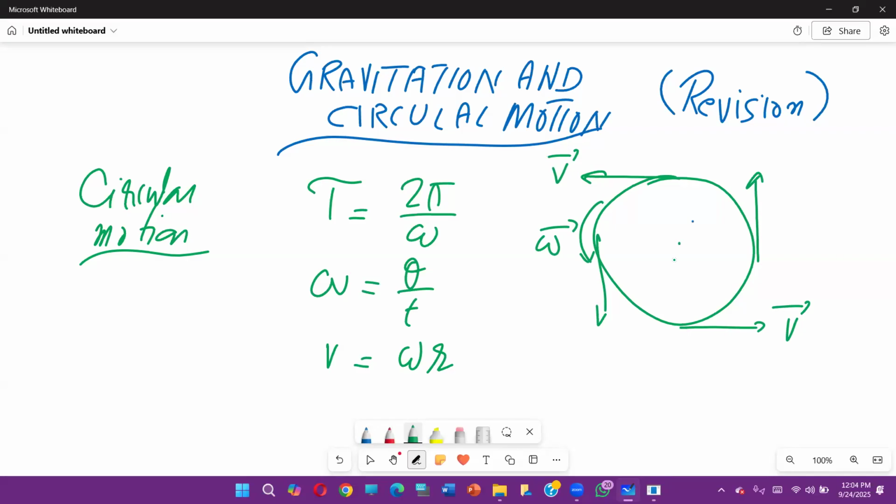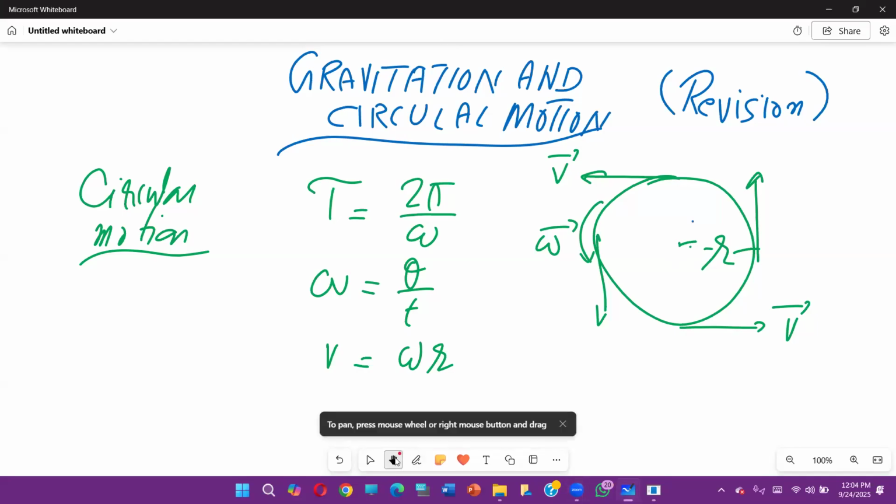Circular motion is a periodic motion in which the object is moving at a constant speed and a constant radius. Now you have to remember this idea that circular motion is a periodic motion. What's a periodic motion? Which repeats itself at regular intervals of time.